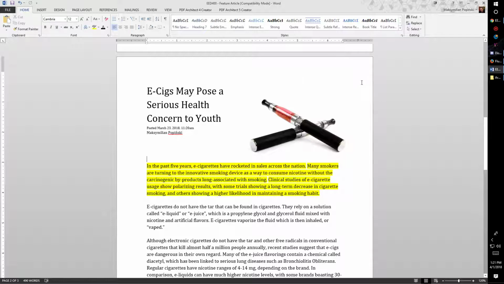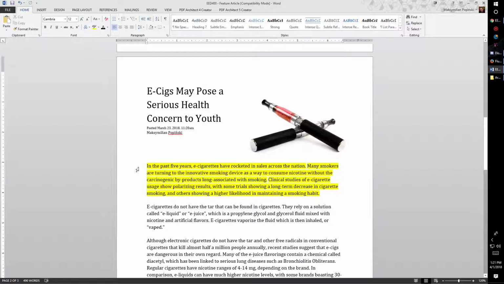In the past 5 years, e-cigarettes have rocketed in sales across the nation. Many smokers are turning to the innovative smoking device as a way to consume nicotine without the carcinogenic byproducts long associated with smoking. Clinical studies of e-cigarette usage show polarizing results, with some trials showing a long-term decrease in cigarette smoking and others showing a higher likelihood in maintaining a smoking habit.